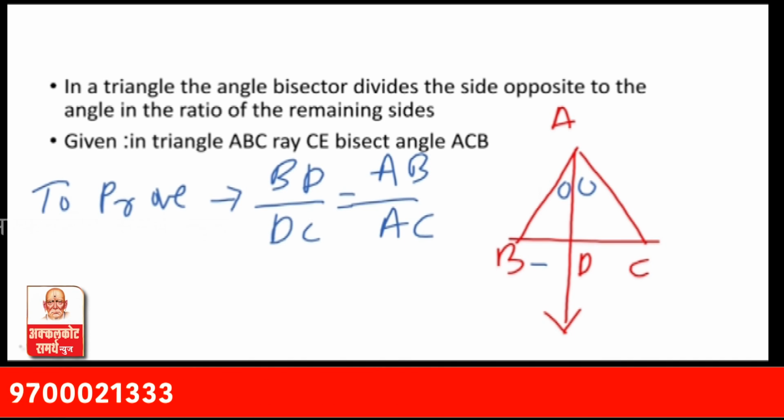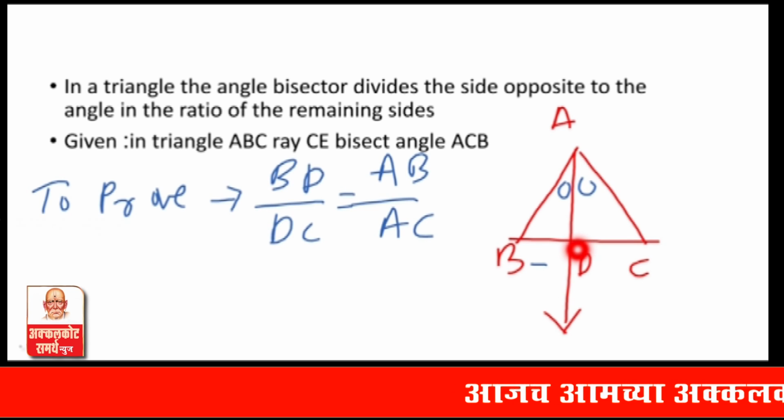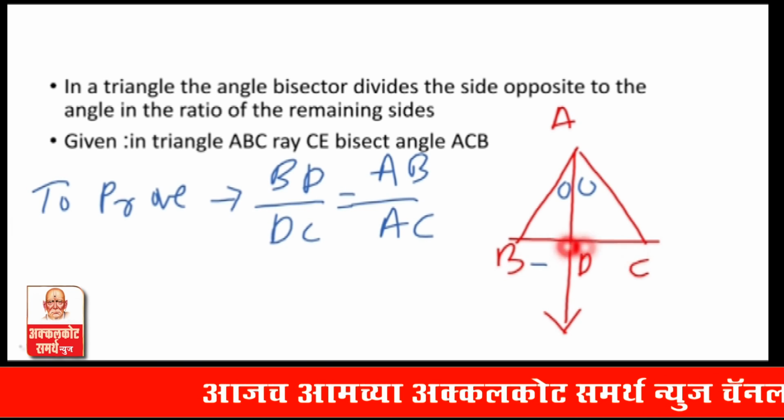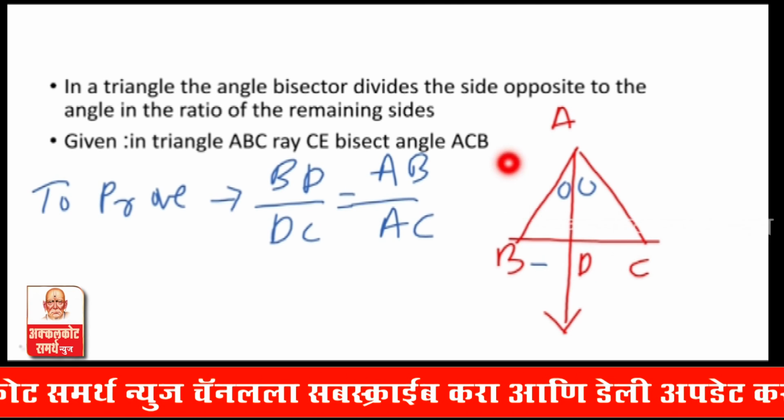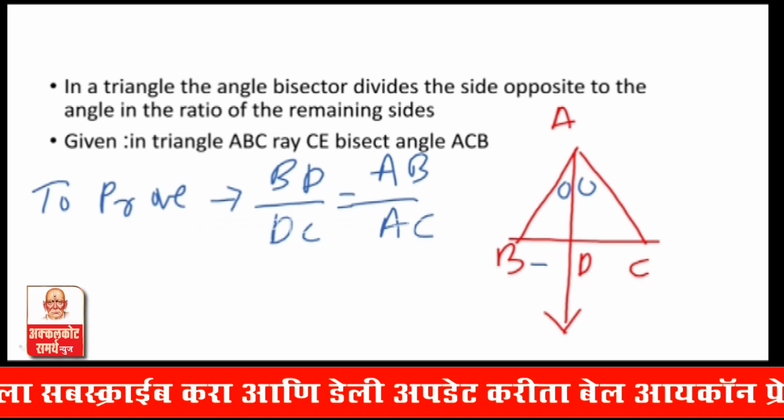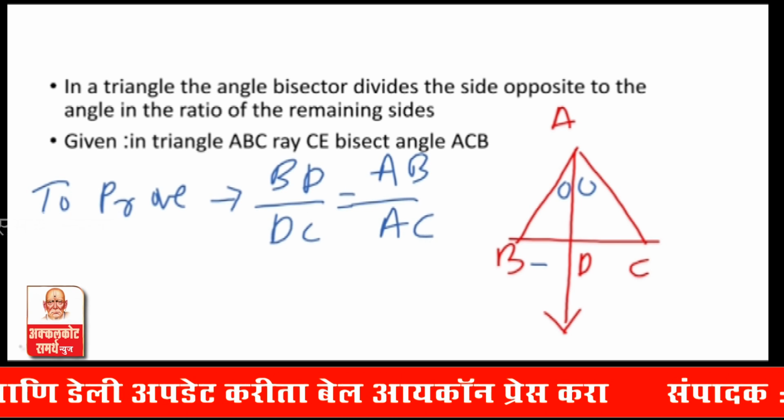So understood? Given is one angle bisector in one triangle, and then we have to prove this ratio. See, remember. The side which it is intersecting gets divided, and the ratio of the intercepts is equal to the ratio of the remaining two sides. Okay, so we'll start our proof.